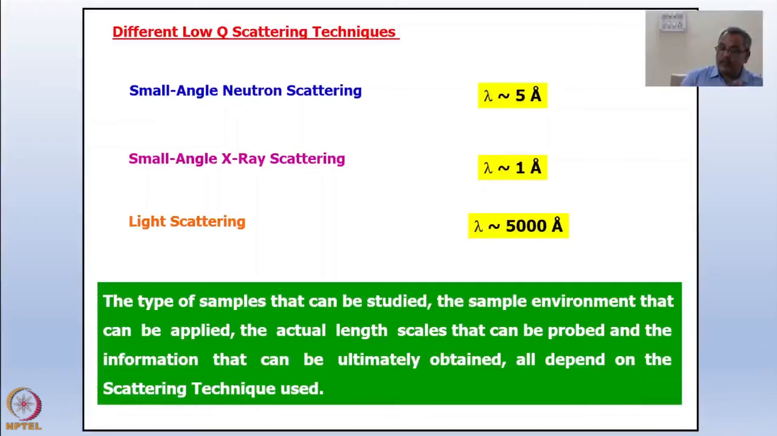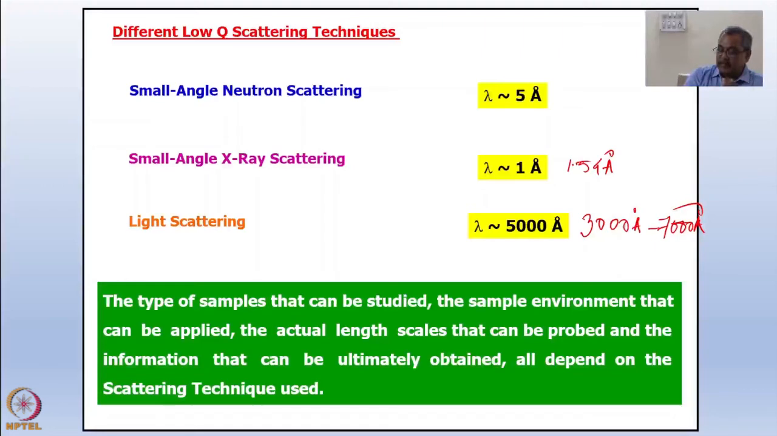So now let me take various diffraction techniques. We have small angle neutron scattering, small angle X-ray scattering, and light scattering. I have given typical wavelengths. For light, the range will be 3000 angstrom to 7000 angstrom. For X-ray, you know copper K alpha is 1.54 angstrom, so I have written typically 1.1 angstrom. I can go to softer X-rays, certainly. In small angle neutron scattering, the typical wavelength used is 5 angstrom.